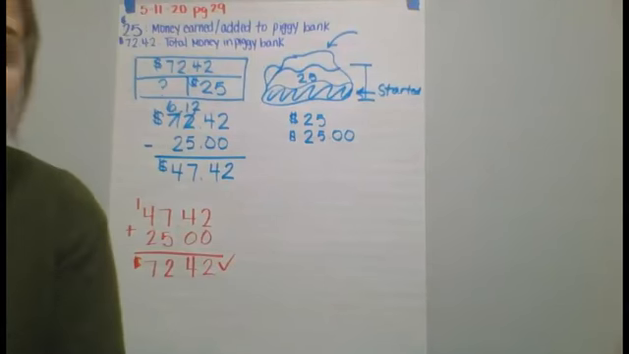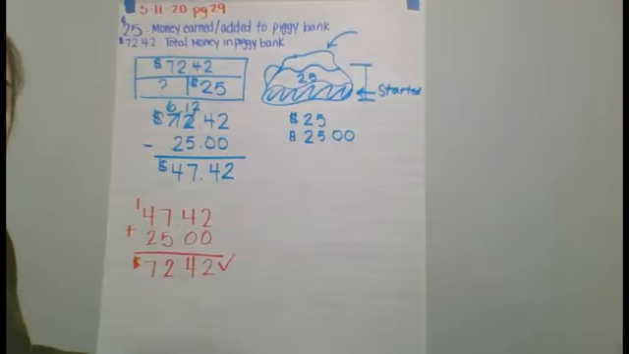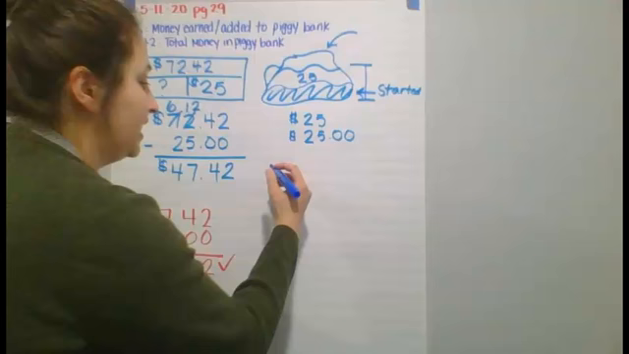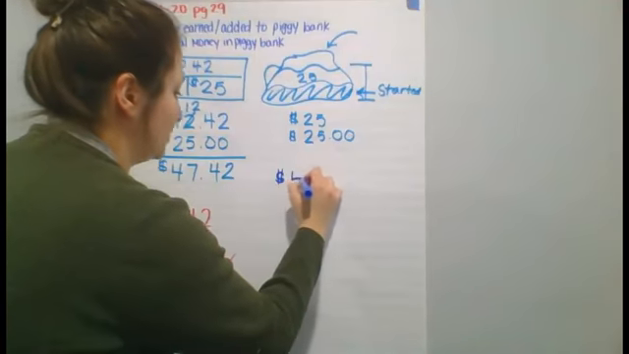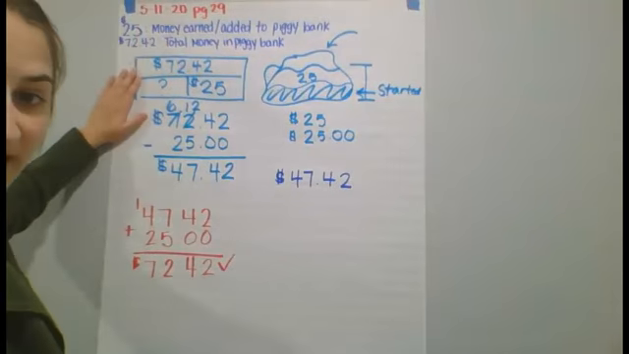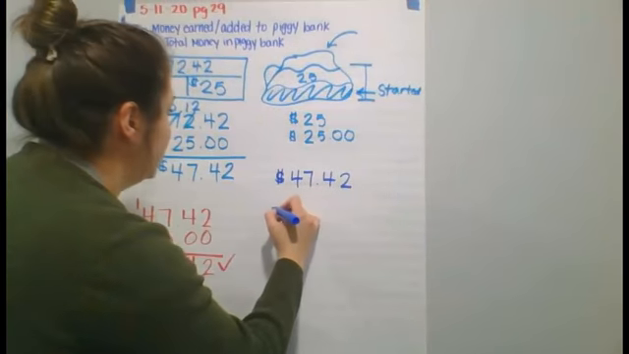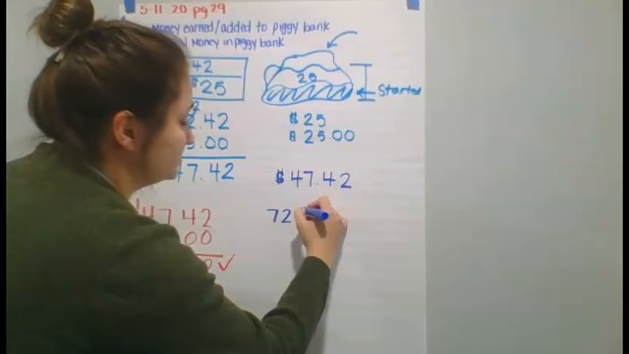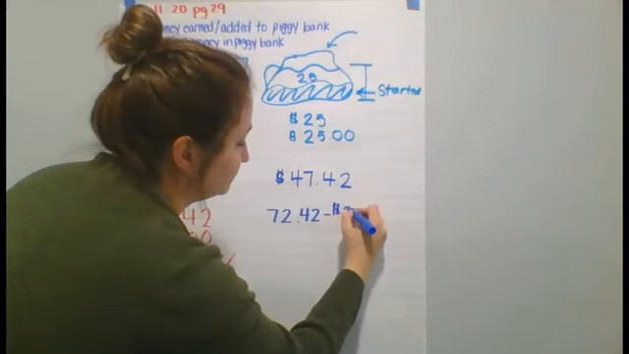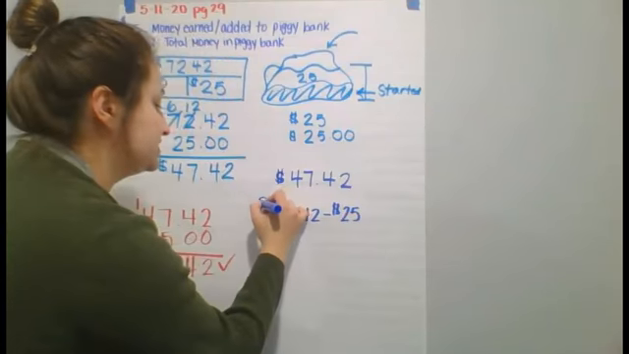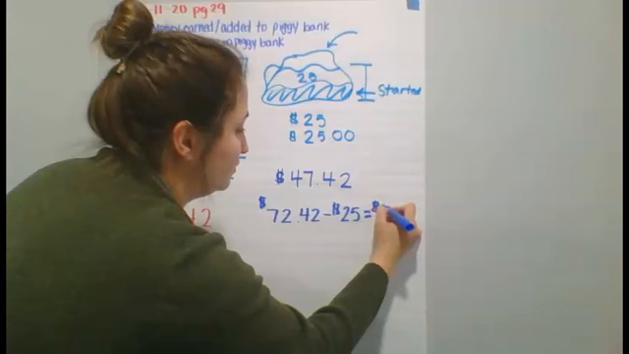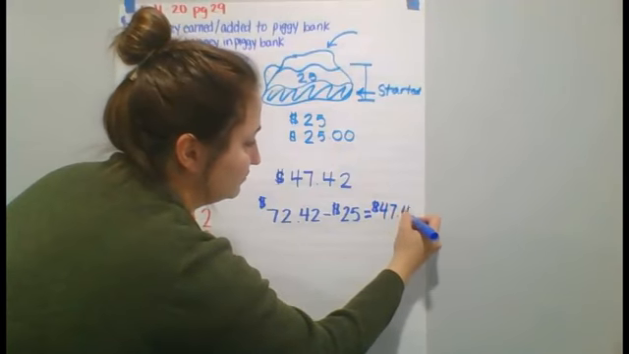Our question was asking us how much money she had in her piggy bank before she put that $25 in, and our answer is $47.42. The equation that matches our work is $72.42 minus the $25. You can list that either this way or this way, it doesn't matter. And that's going to equal $47.42.